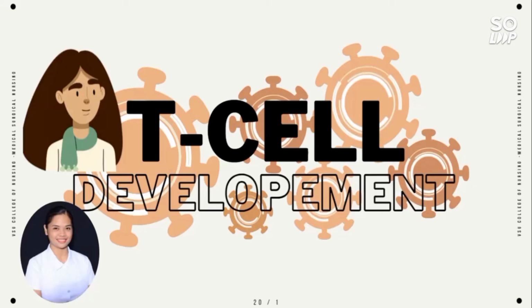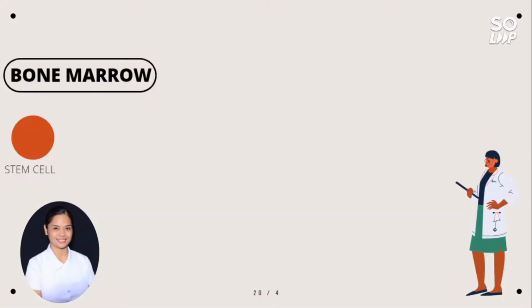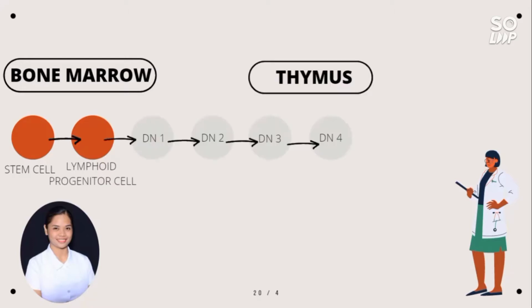So before we proceed to the discussion, let's first have a short recap about T-cell development. T-cell initially arises from a stem cell. The stem cell then differentiates into the lymphoid progenitor cell. The cell then progresses through a series of stages, at which point the cell migrates to the thymus for maturation. This begins with double negative 1.